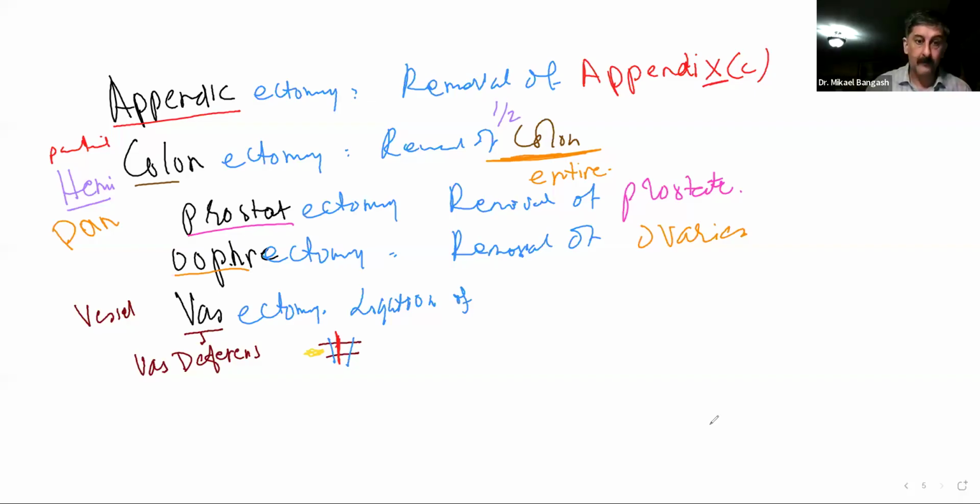But that's what they call it in the men, sorry, because it's in the men that we have the vas deferens, which is between the testes and what becomes the spermatic cord.